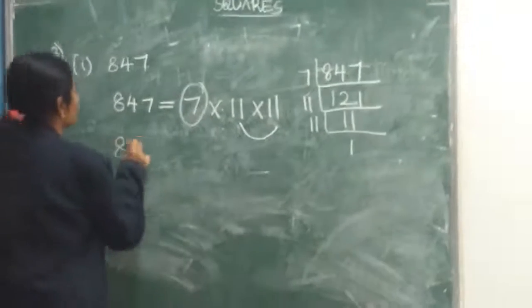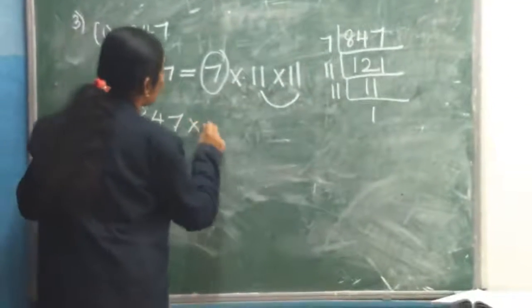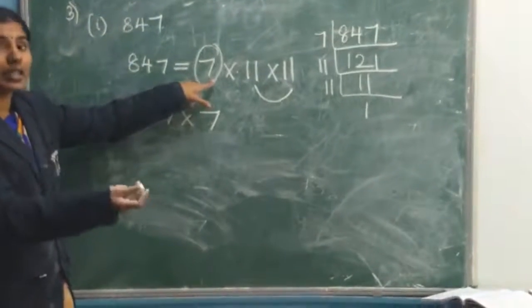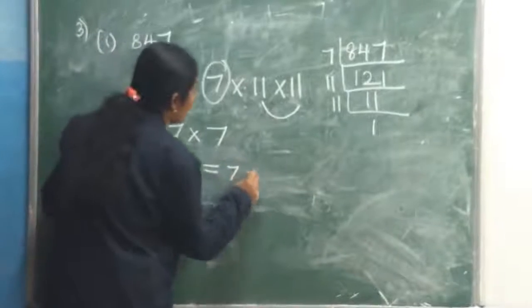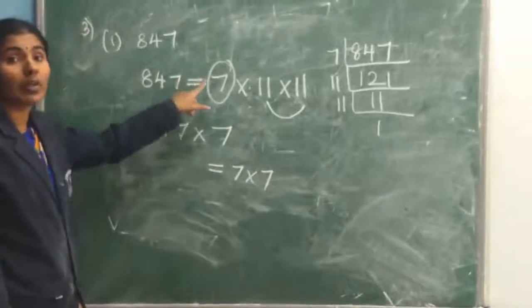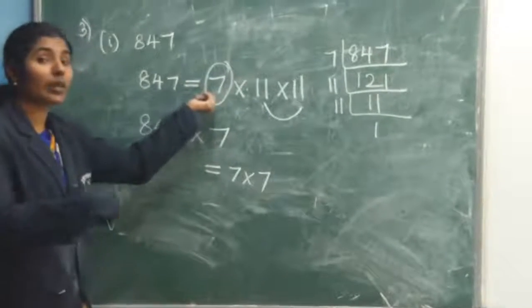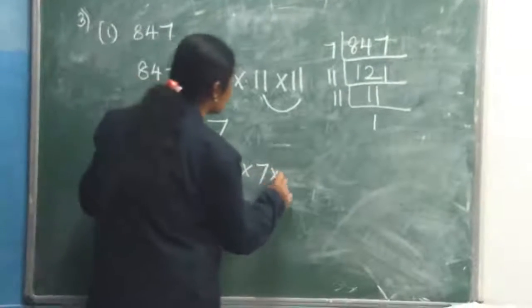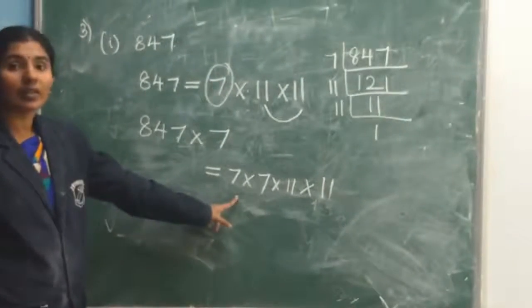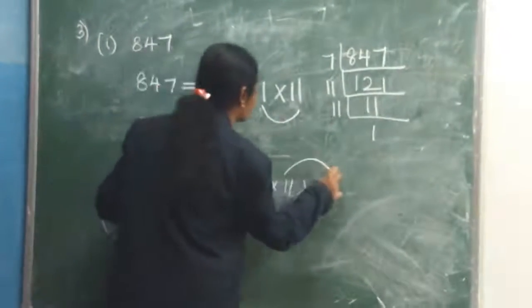So what should you do? This given number, when you multiply by 7, one more 7 is coming there. So what will you get? In this answer you will get one more 7. That is 7 7s, 11 11s. See this, now this is a perfect square. Each pair you can see.